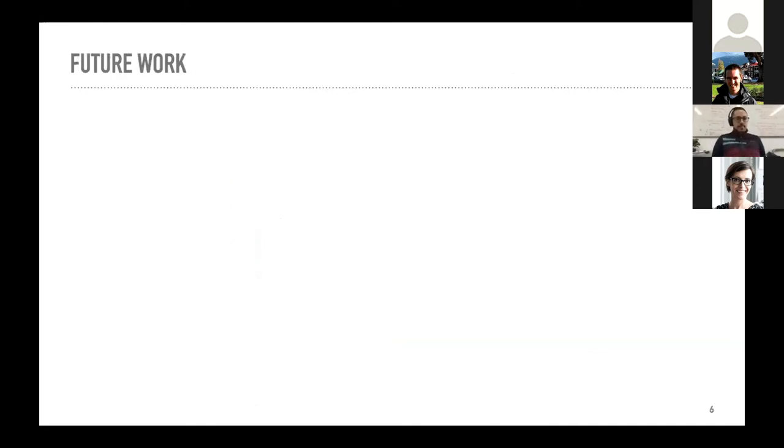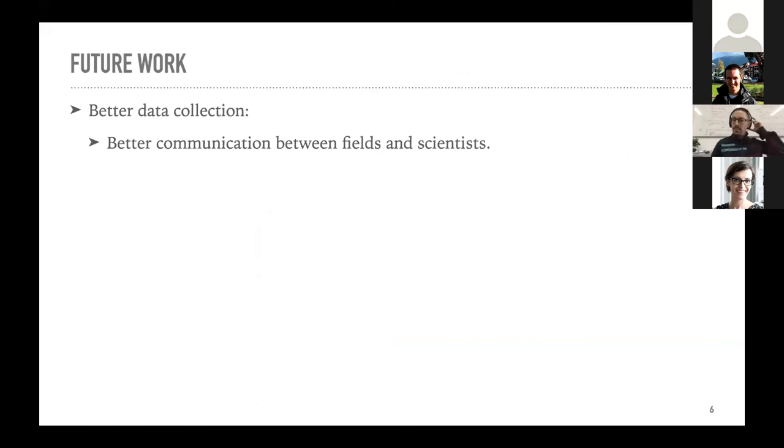And actually, in my future work, what I would like to address most is the data collection. While we did communicate with some of the people who were collecting the data, there's still not enough data on the sensitive strains that we would need to perform the analysis that we want. So I would like to really foster better communication between different fields and different scientists to make sure that the data that is collected is the most useful.